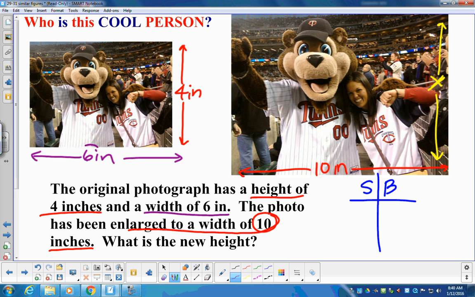In the small photo, we have a number 6 and 4. Line them up. In the small photo, we have a 6 lined up with a 10. So 6 and 10 are in the same spot. We have a 4 lined up with an X. So 4 and X are in the same spot.